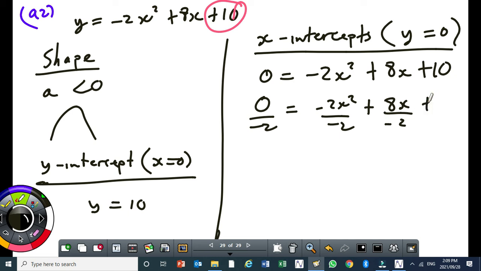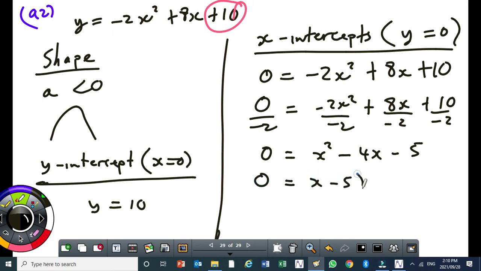8x over -2 plus 10 divided by -2. So this will be 0 equal to x squared minus 4x minus 5. So I have simplified it. Now I can factorize. So that will be x minus 5 times x plus 1. Right? So my x-intercept will be x equal to 5 or x equal to -1.